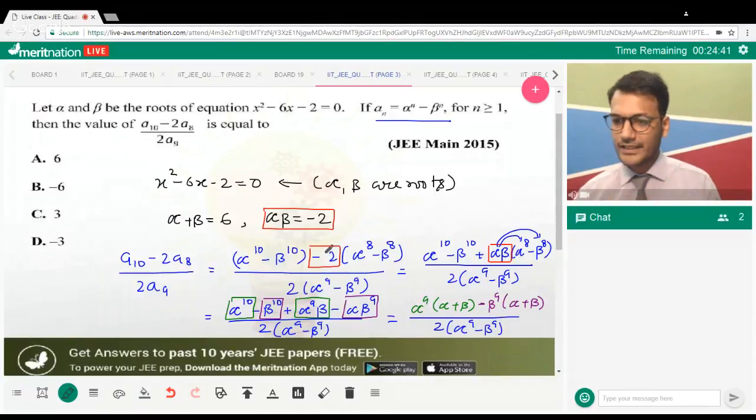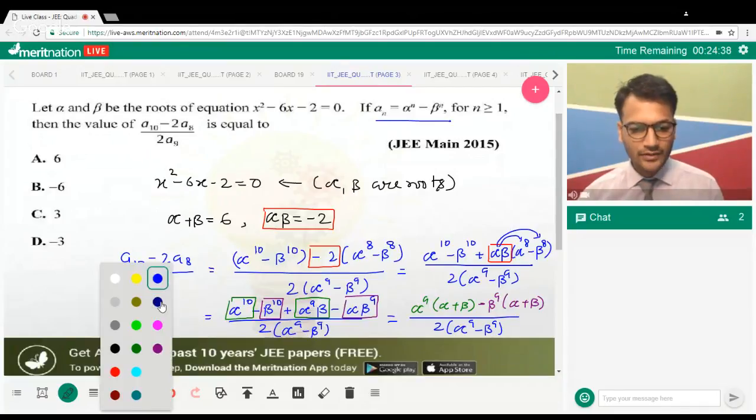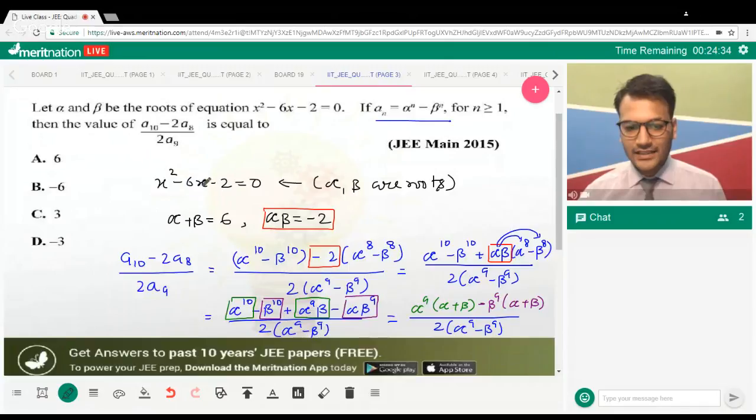Okay, so what did I do? Over here, I had this equation, right? I've written alpha plus beta and alpha beta. This is something which we all know. Sum of the roots is minus b by a, and the product of the roots is c by a, right? And we've been given this expression, a10 minus 2 a8 upon 2 a9. Based on the given expression, a10 will be alpha to the power 10 minus beta to the power 10, as an is alpha to the power n minus beta to the power n. And then -2 times alpha to the power 8 minus beta to the power 8, right?